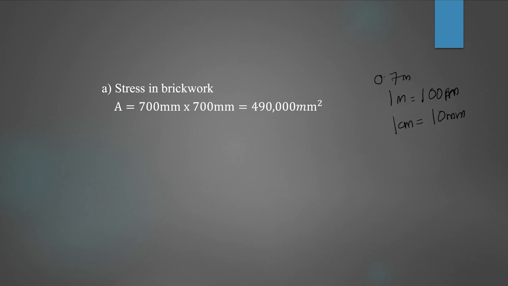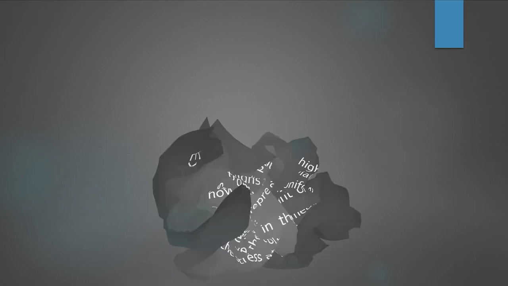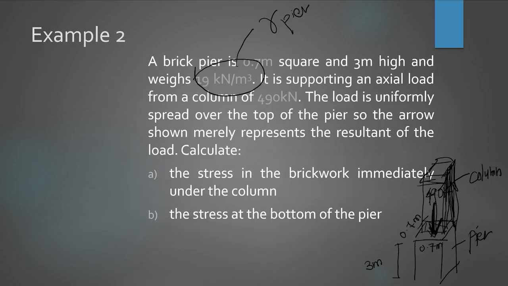Alright, then after that we can simply calculate the stress, force divided by area. Then we know that the force acting from the column transferred to the pier is 490 kilonewton. Convert it into Newton, okay, and divide with the area of the pier. Therefore, you get the value of stress in the brickwork immediately under the column. So this is it.